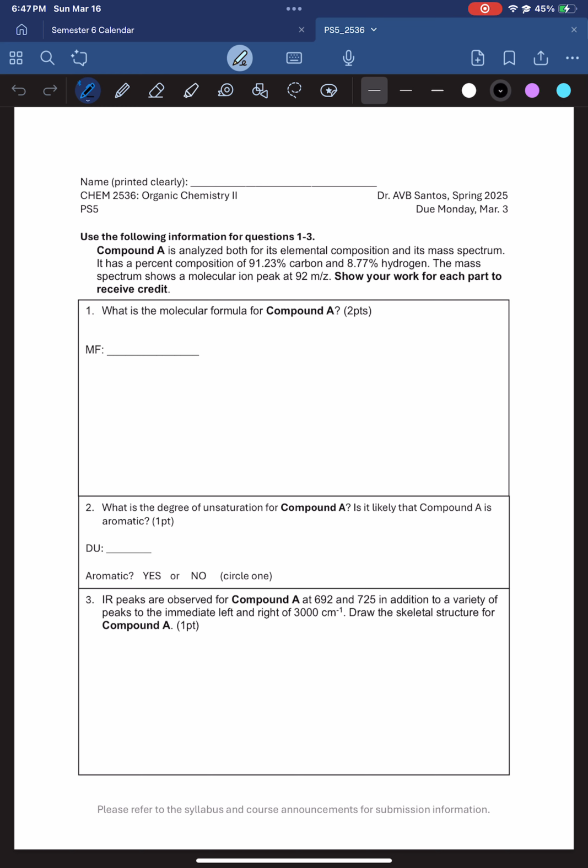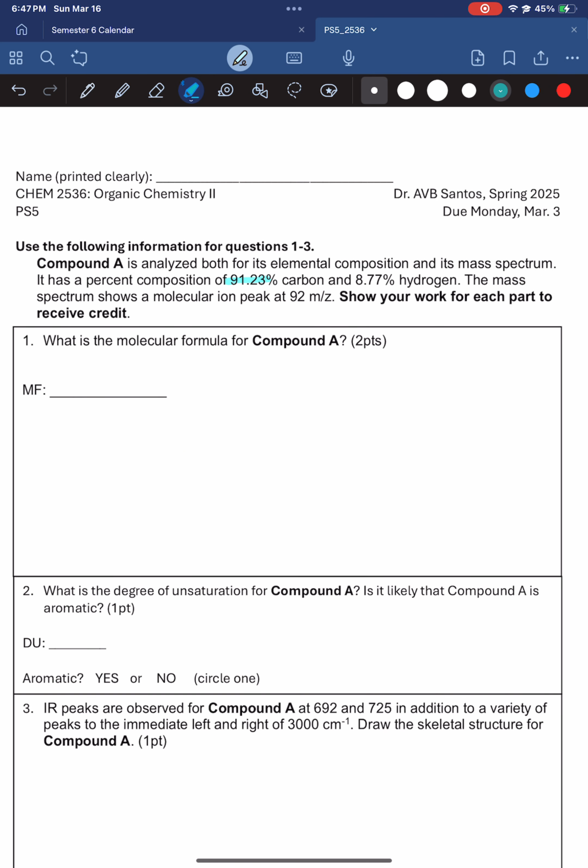Compound A is analyzed both for its elemental composition and its mass spec. It has a percent composition of 91.23% carbon and 8.77% hydrogen. The mass spectrum shows a molecular ion peak at 92 mass to charge ratio. And basically it's asking us to calculate the molecular formula for compound A.